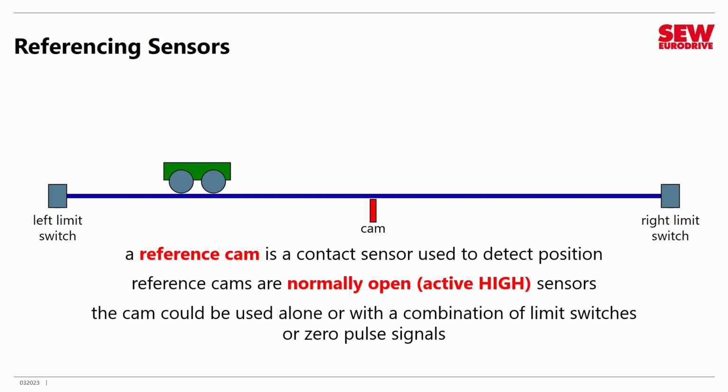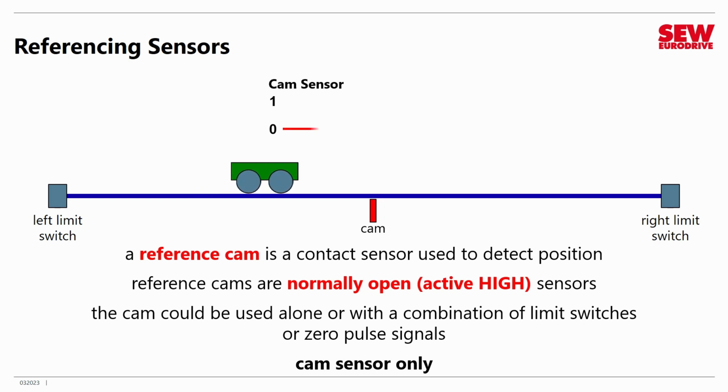Let me show you an example of the reference cam used just by itself. All right, we're going to start moving till we touch it. Notice it's low. We move till we touch it. It goes high when we're on it. And then what we do is we back away just until it goes low and then stop. That's a very popular way to reference.